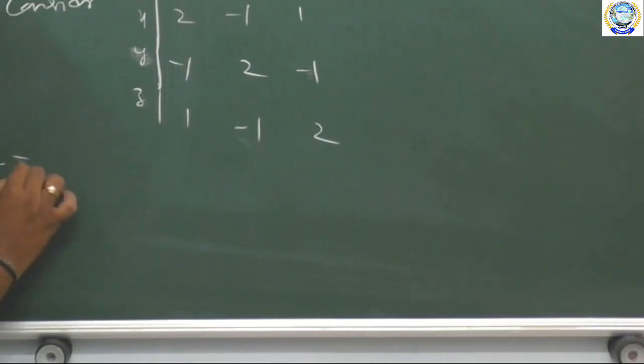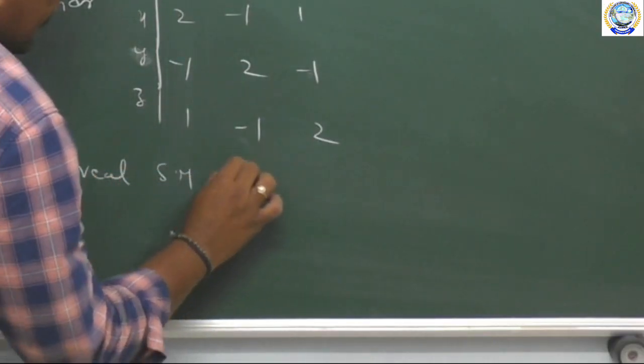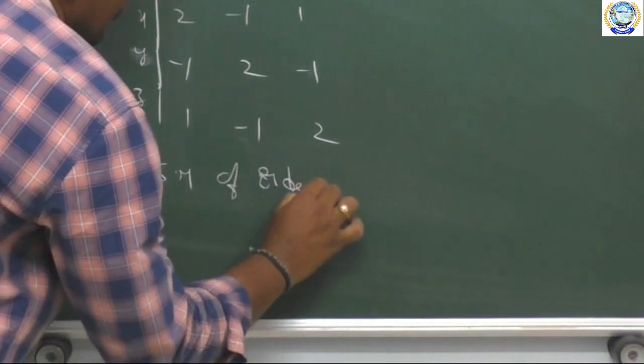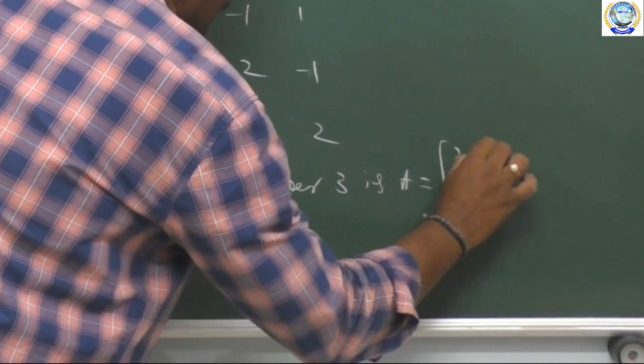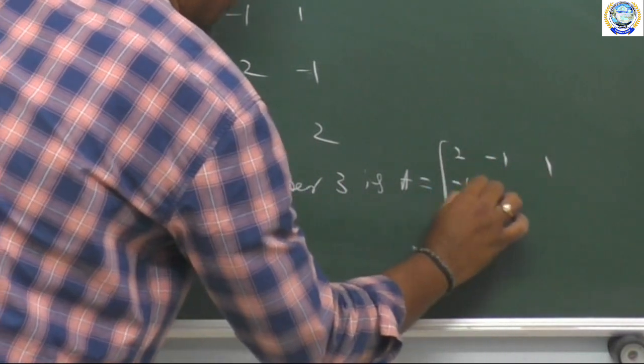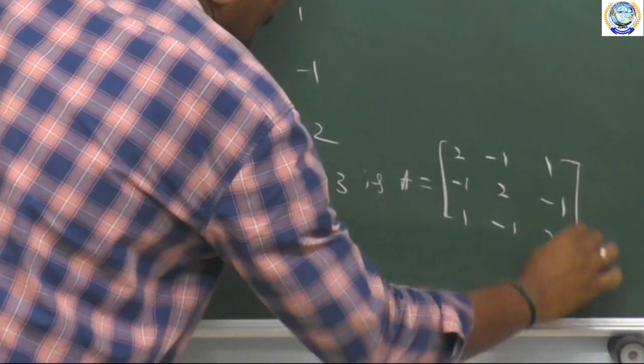Therefore, the real symmetric matrix of order 3 is A is equal to [2 -1 1; -1 2 -1; 1 -1 2].